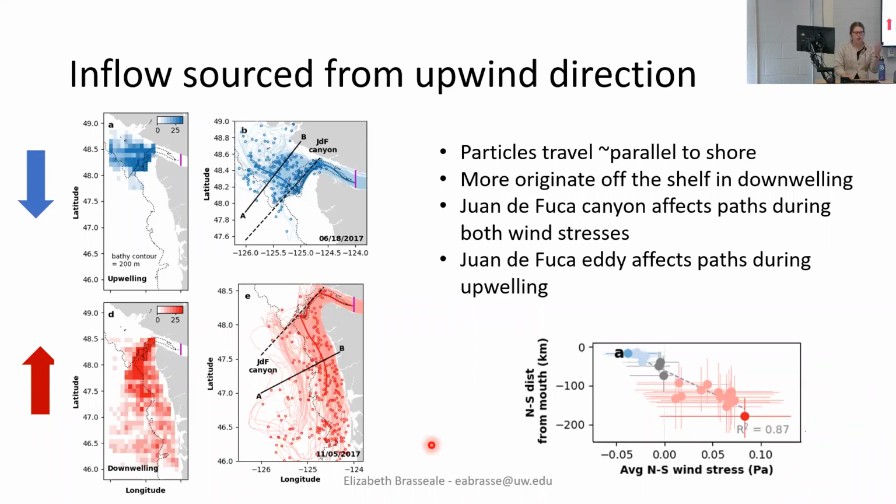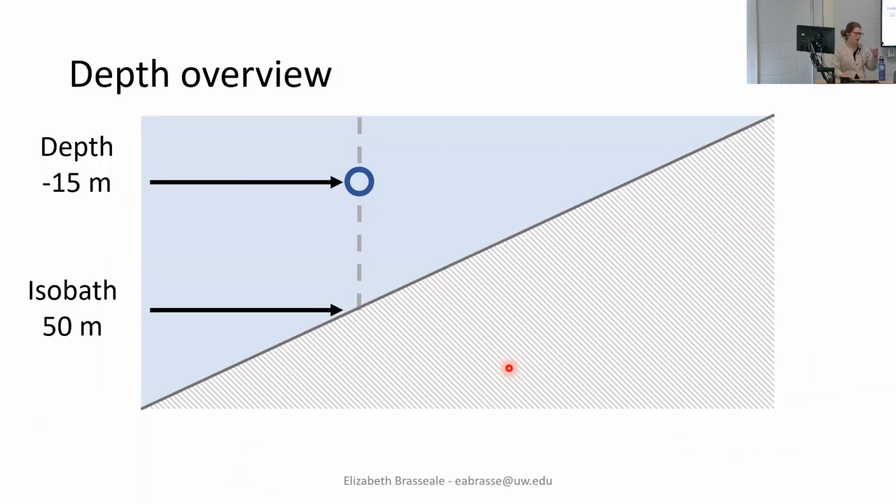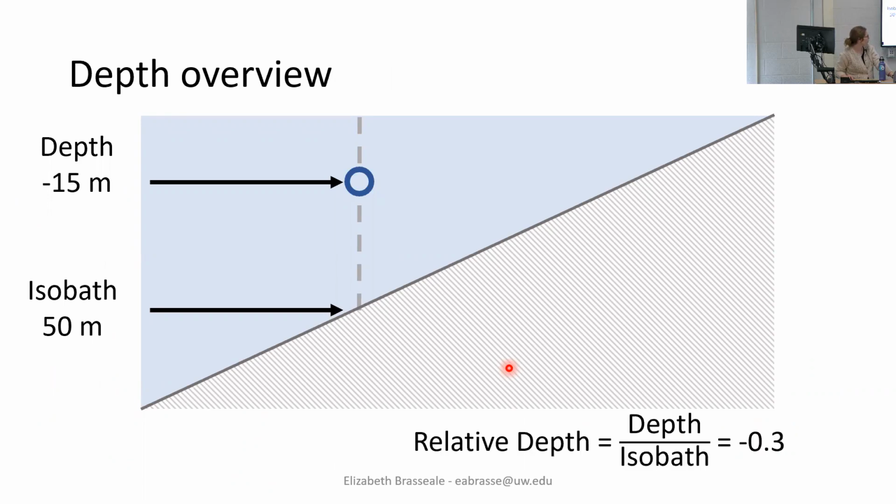And then we also just did a quick look at depth. Of course, a lot of plankton have a preferred depth, or they can do their own daily vertical migration. But for these initial experiments, they were just passive. So we looked at both the depth that they were at, the isobath they were over, and the relative depth, which is the depth divided by the isobath.